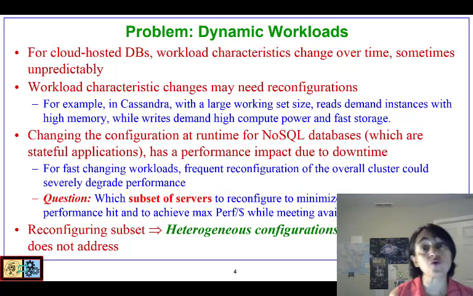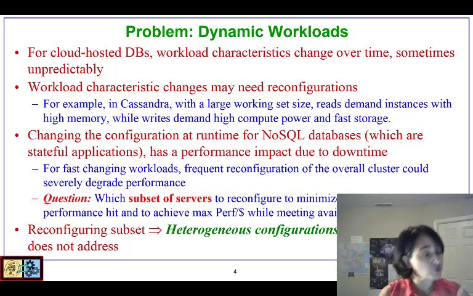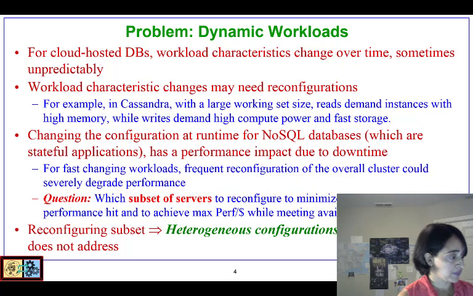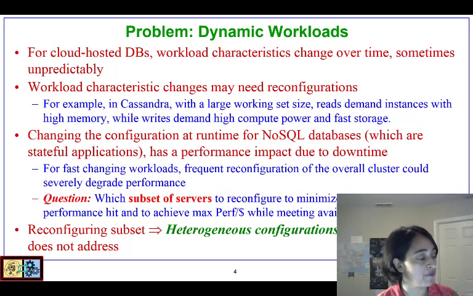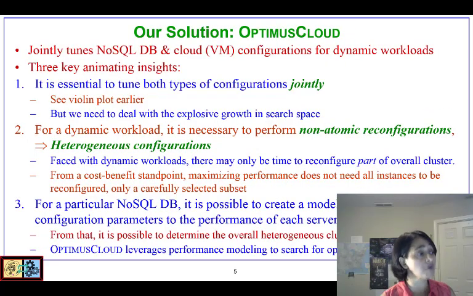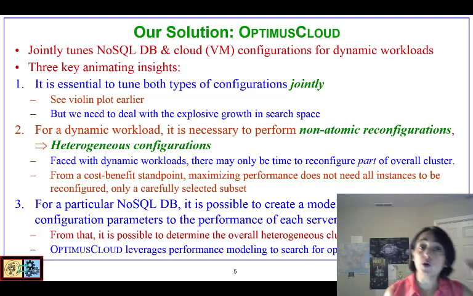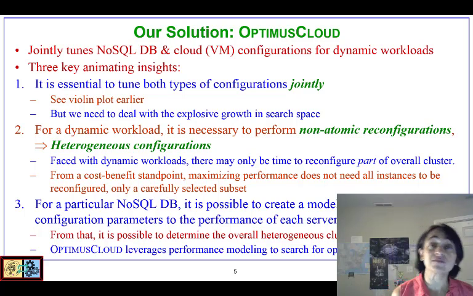So changing the configuration at runtime for NoSQL databases, which are stateful applications, has a performance impact due to the downtime during reconfiguration. So can we just reconfigure a subset of servers to minimize this reconfiguration performance hit and achieve maximum performance per dollar while meeting the service level agreements related to availability, etc.? So we introduced this concept of reconfiguring a subset of the instances, resulting in heterogeneous configurations, which prior work does not address. So our solution, OptimusCloud, jointly tunes NoSQL database and cloud VM configurations for dynamic workloads.